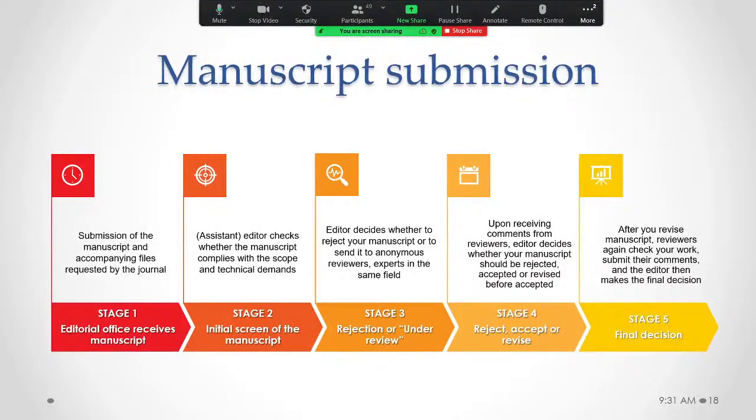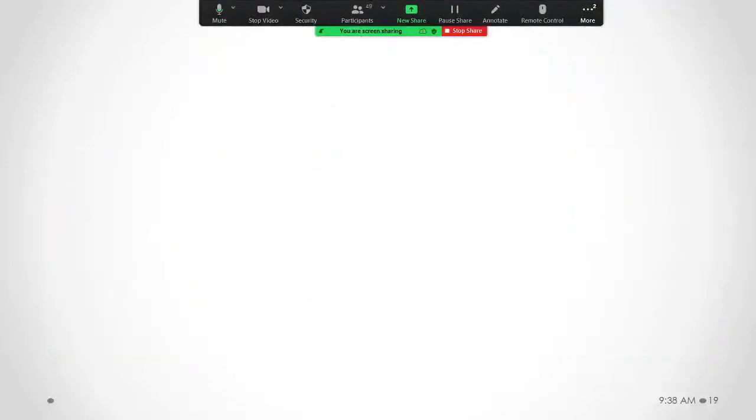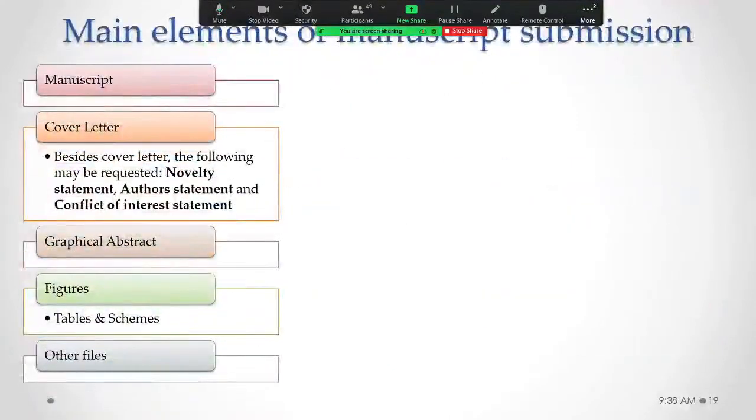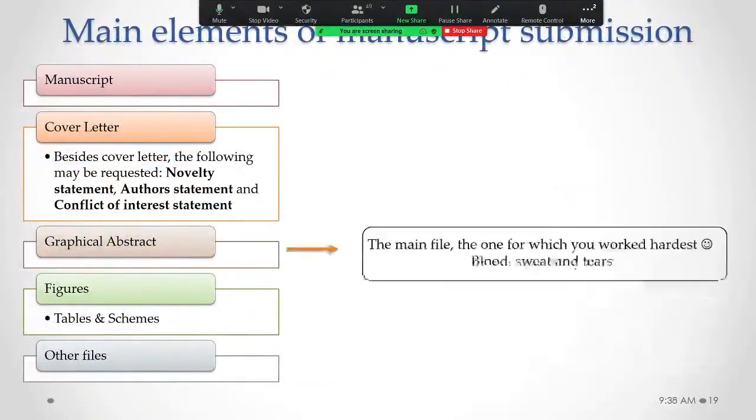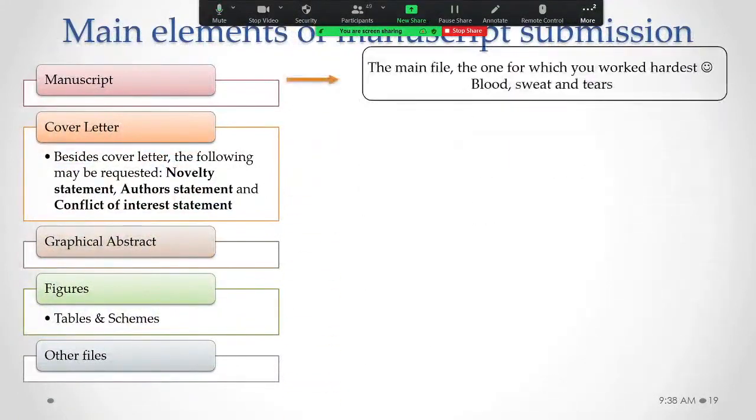So now, when we know what the stages in the manuscript submission are, let us see what the main elements of manuscript submission are. You have the manuscript, and that is the main file, the one for which you worked the hardest. Remember what we said about this part. You invested blood, sweat, and tears to get the results and to prepare the manuscript. That is covered by the previous two stages. Then your manuscript is always accompanied by what is called a cover letter.